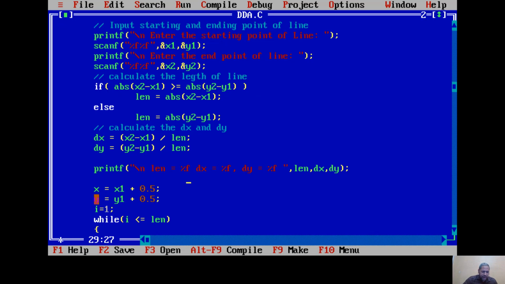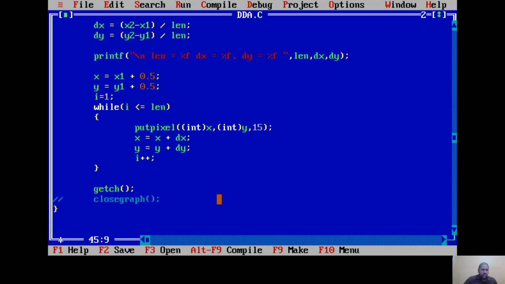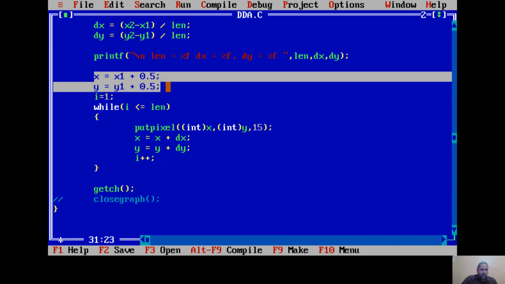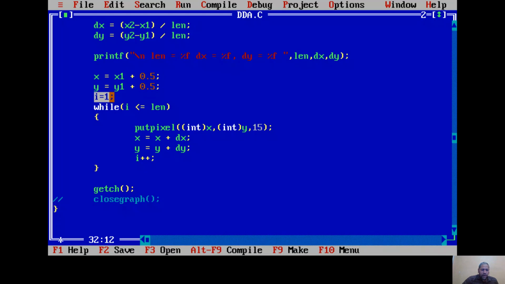Okay, then initial calculation. So I'm having the x value. What is the initial value? x is equal to x1 plus 0.5, and then y is equal to y1 plus 0.5. So x1 and y1 are my starting point. In the starting point, I am adding just 0.5 to it so that it will round up the value. Okay, and then I have declared i is equal to 1, and then we start with the while loop.